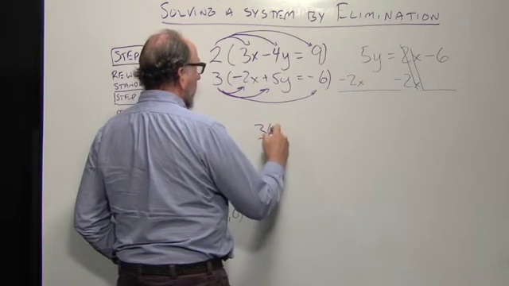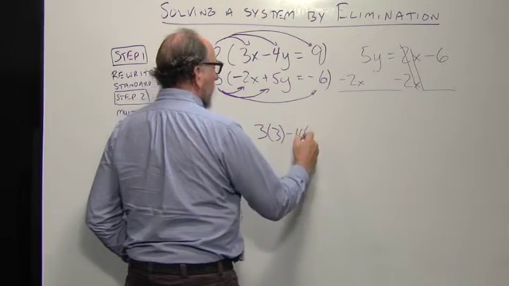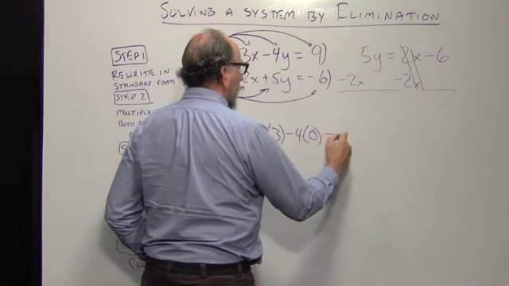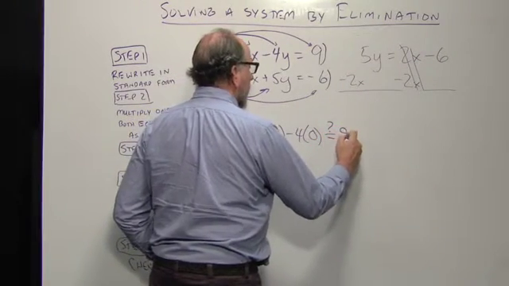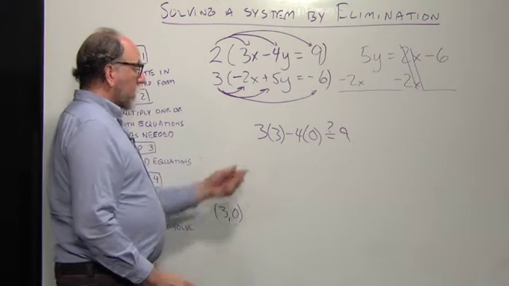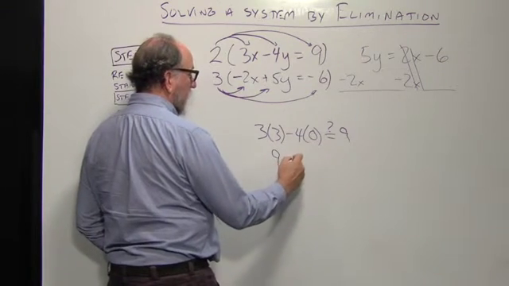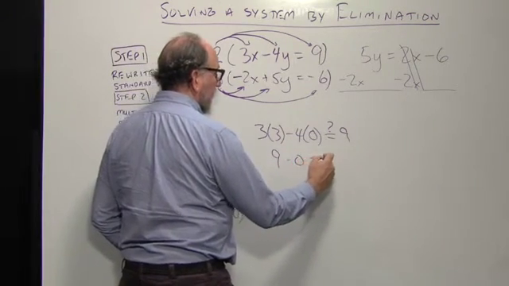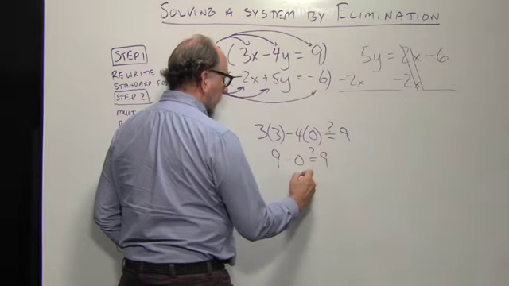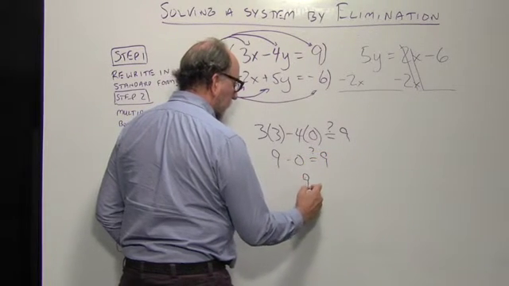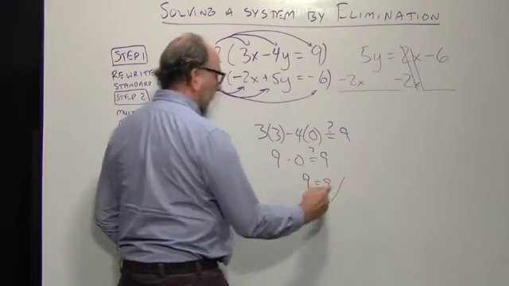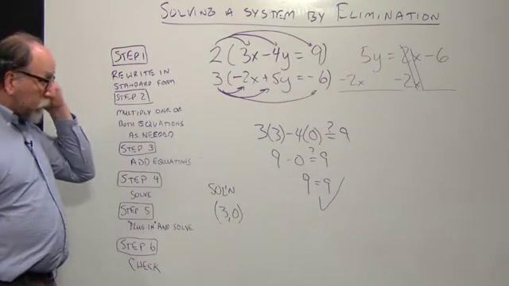So 3 times 3 minus 4 times 0. Is that equal to 9? Well, 3 times 3 is 9. 4 times 0 is 0. And yes, indeed, 9 minus 0 is 9. 9 equals 9. Checks. We're good with that one.